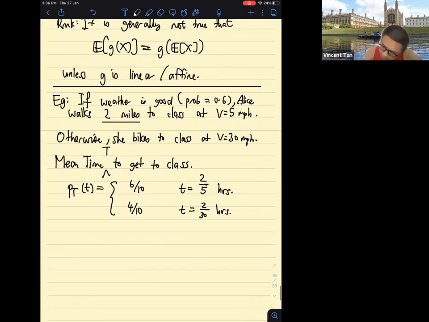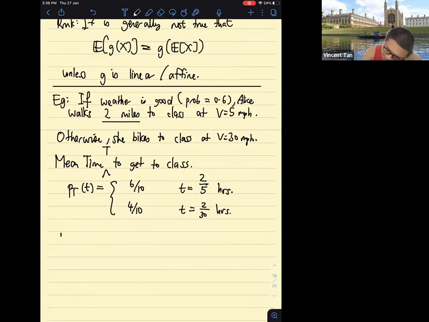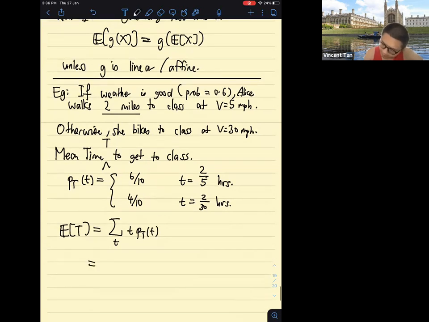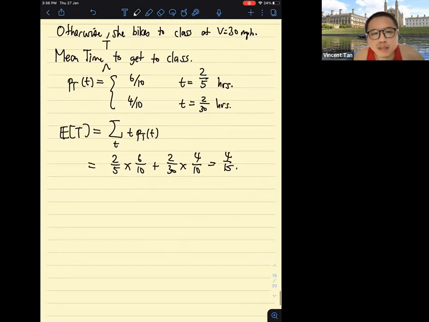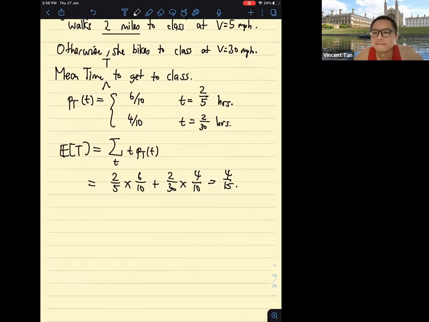Now the expected value of the time she takes to get to school is nothing but the sum over all possible values of t, which is the formula for expectation. So t is 2/5 multiplied by probability 6/10, plus 2/30 multiplied by probability 4/10, which is 4/15. Can you see? This is a simple calculation, and this is the correct way to do things.